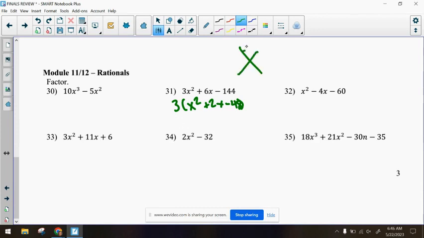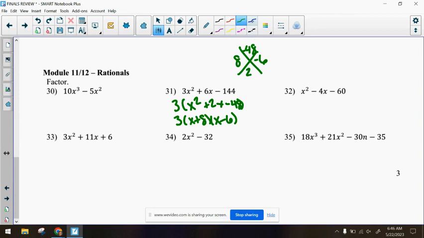So negative 48 on top, 2 on the bottom. The numbers that would work are 8 and negative 6. So I would have 3 times x plus 8, x minus 6, and I would be good to go. Notice that none of these problems have equal signs. They are not solving. They are simply factoring.